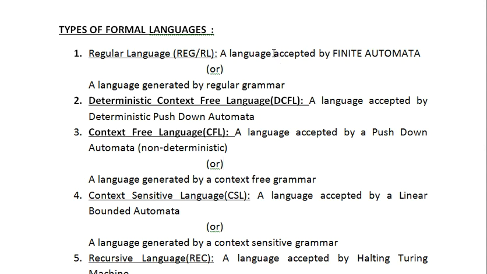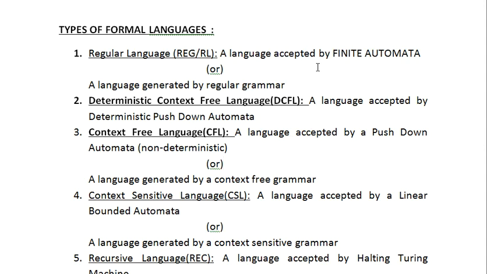Those acceptors are finite automata, that is DFA, NFA, epsilon NFA, and finite automata with output, Mealy and Moore machines. Acceptors can be pushdown automata, linear bounded automata, or Turing machines. These entire acceptors are the ones which accept strings. The other part is known as the generator. The generator is the one which generates a particular set of strings, or generates a language.